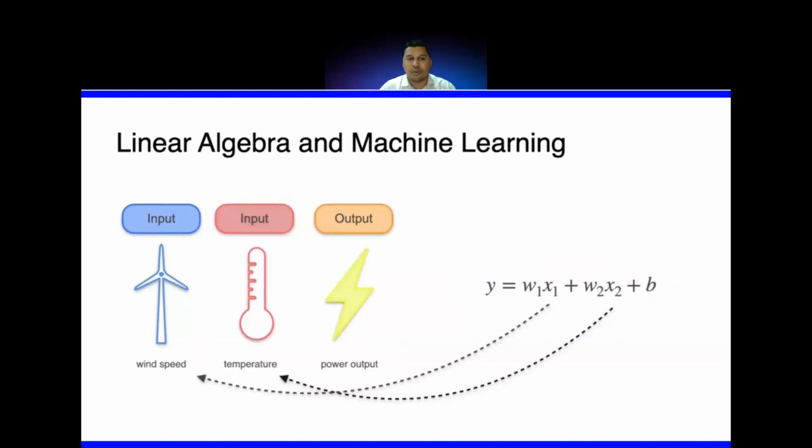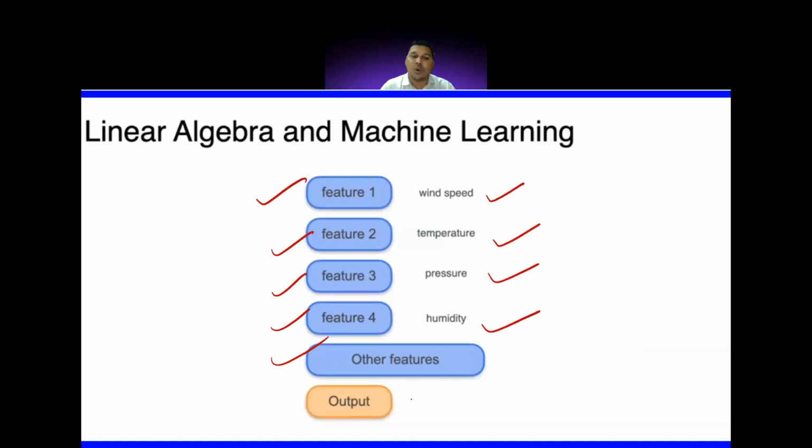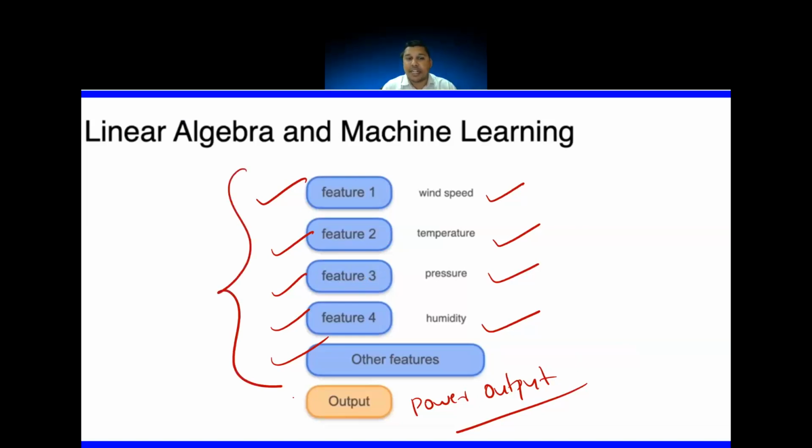Correct? One input, one output. Multiple inputs, one output. We have that. Now suppose there are multiple features, like wind speed, temperature, pressure, humidity. All these parameters play a role in finding out the power output. You can take that case. Now see, if you represent this, again I have multiple inputs and one output. It means the power output is dependent on multiple input parameters. Correct? This is also possible, right?